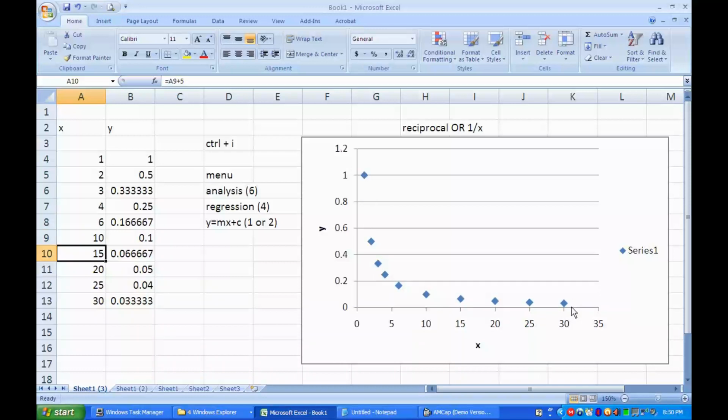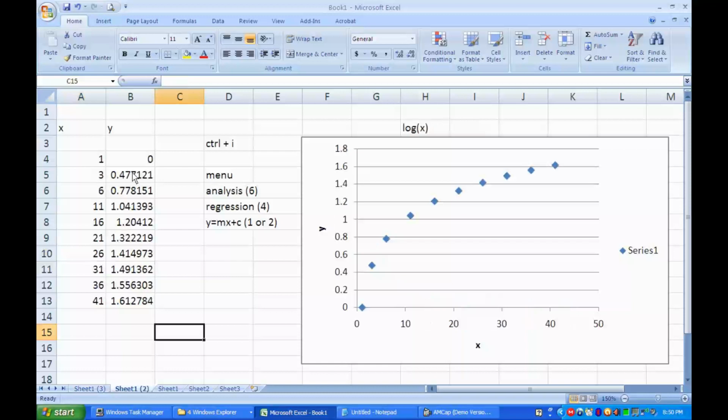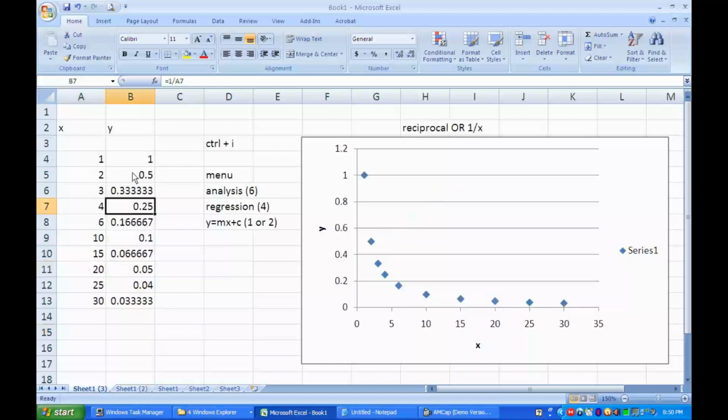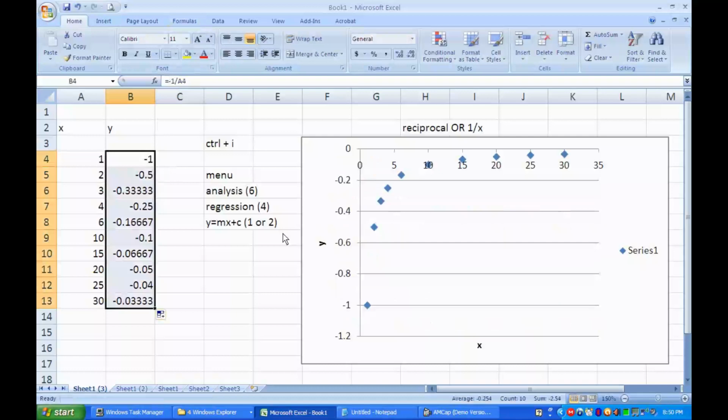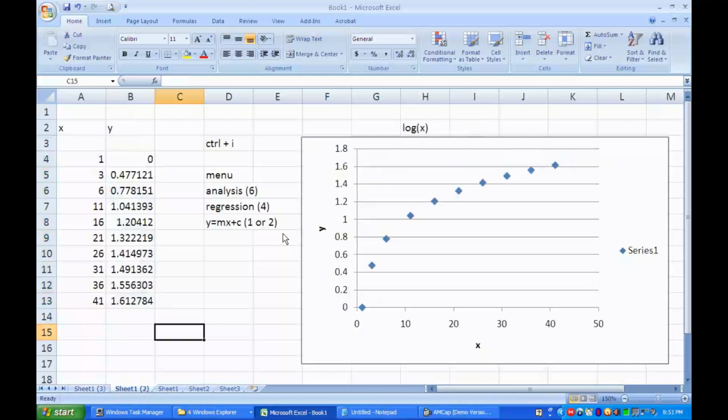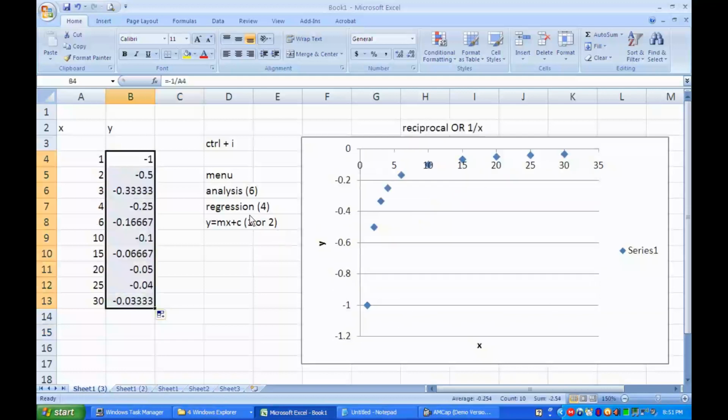In a sense, this can look similar to a log plot. Now you might think, well, that doesn't look anything like this. But if I make this negative and apply that to all of it, then it's a similar shape. Not the same, but there are some similarities there. I'll make that positive again just to make it a little clearer.